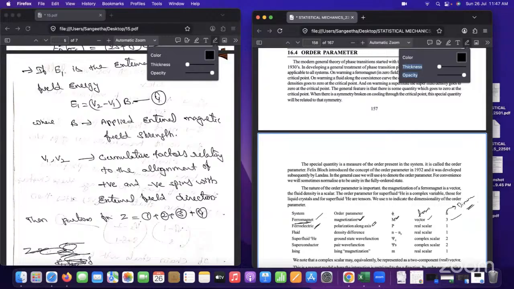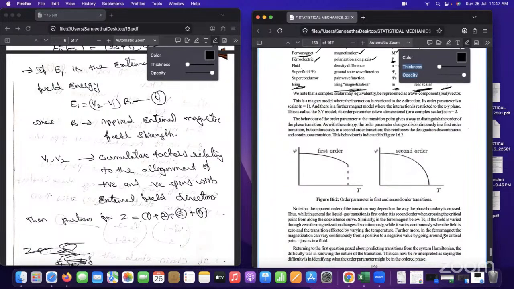Ferroelectric means it polarizes along an axis. That is represented with P. This is a real scalar, then dimensions. Next is the fluid, look at the table. What is the Ising order parameter? Ising magnetization, represented with M, in the form of a real scalar, and its dimension is 1. This is about the order parameter and dimensions.